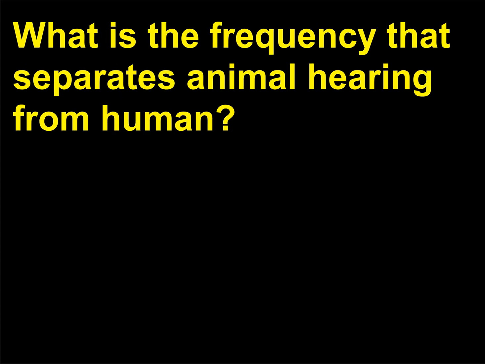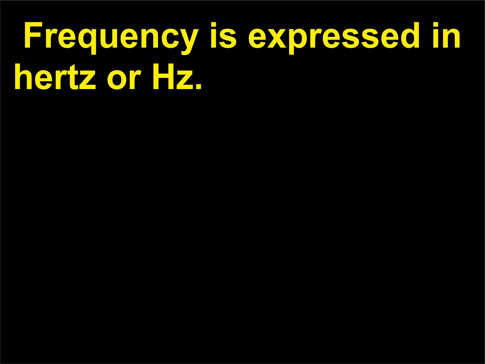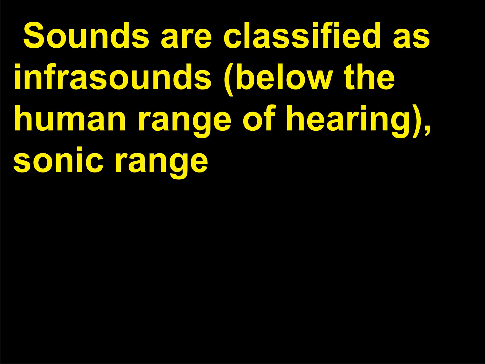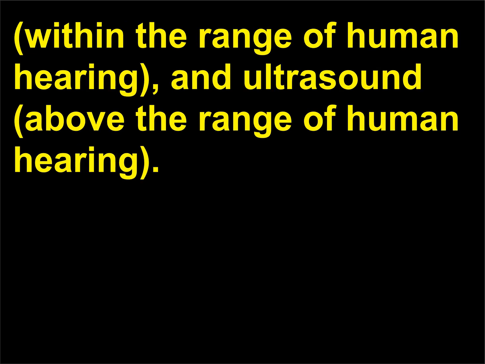What is the frequency that separates animal hearing from human? The frequency of a sound is the pitch. Frequency is expressed in hertz. Sounds are classified as infrasounds, below the human range of hearing; sonic range, within the range of human hearing; and ultrasound, above the range of human hearing.